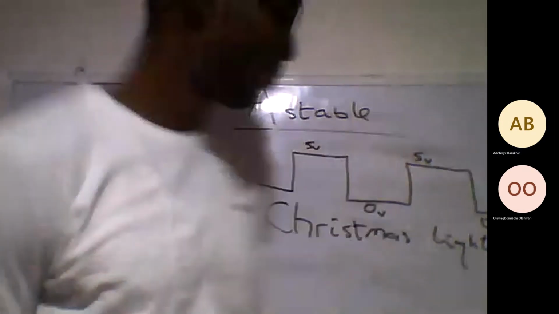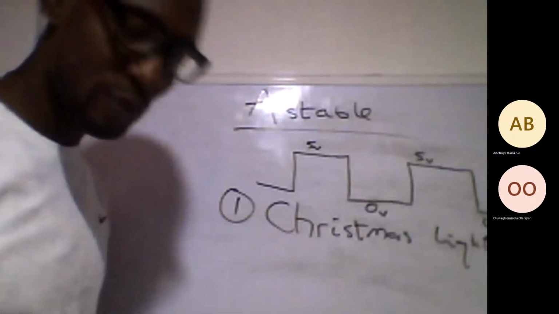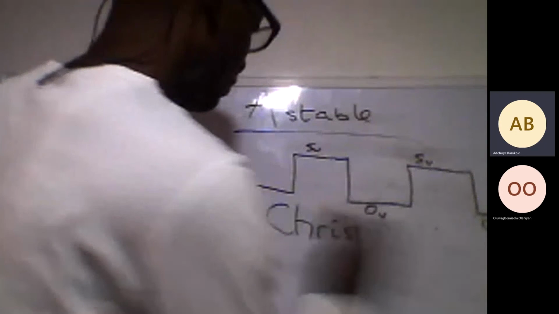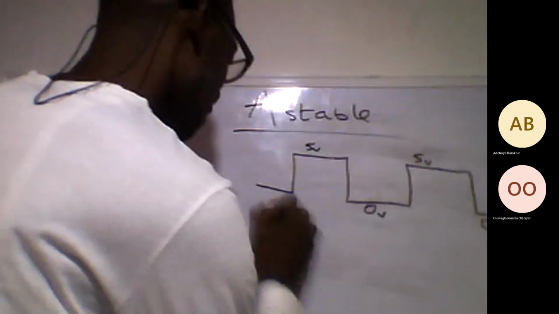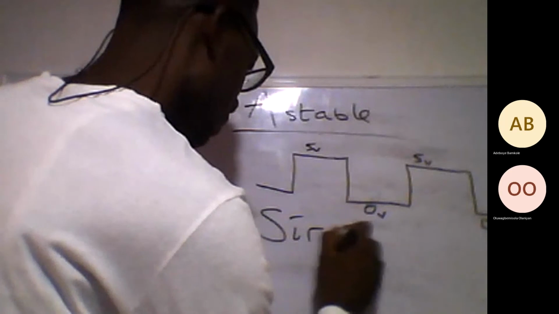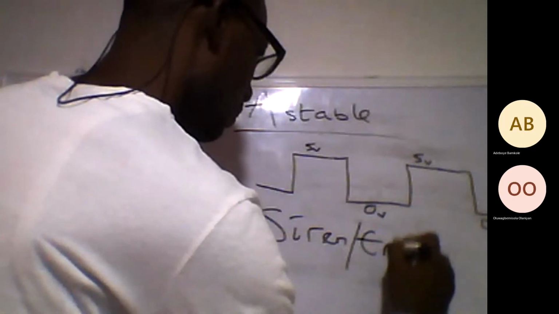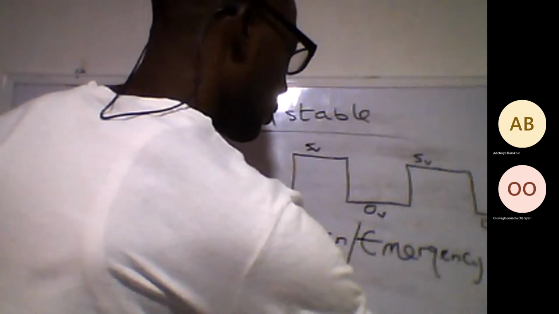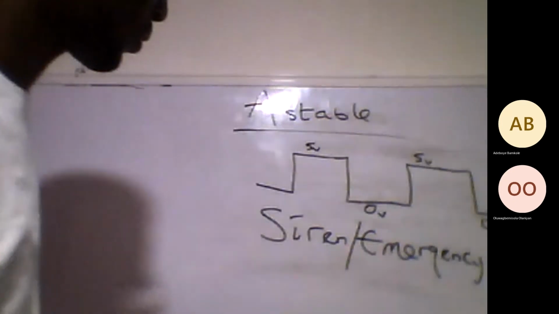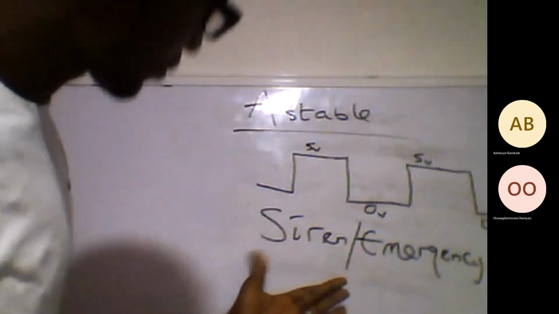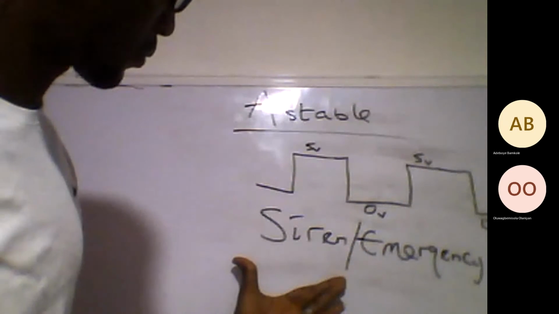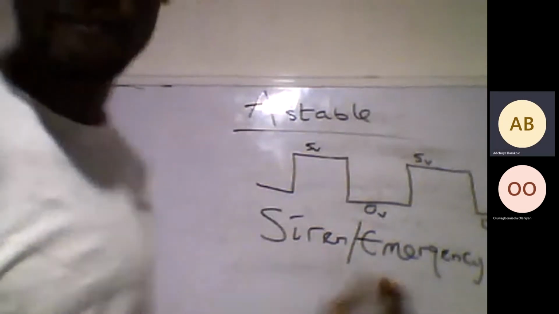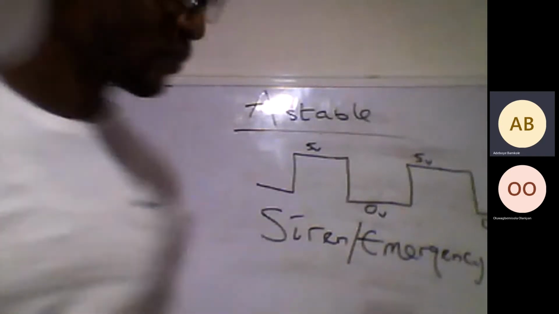Ah, now I can't hear you again. Okay, let me just give one more example. My own example, let me just give you. How about okay. Can you see what's on the board? Yes, sir. Astable? Yeah.